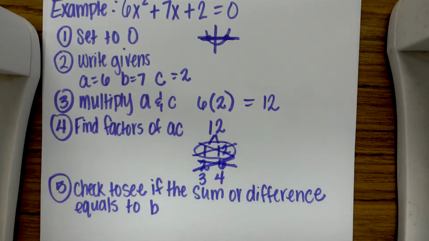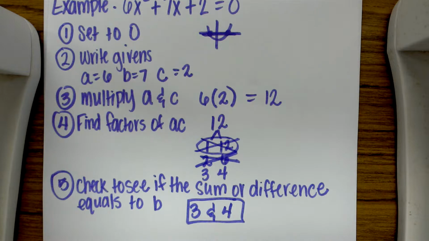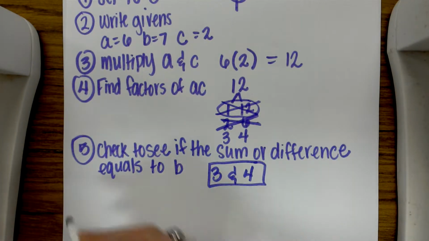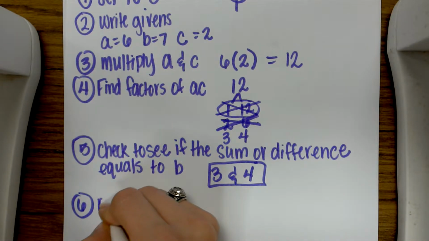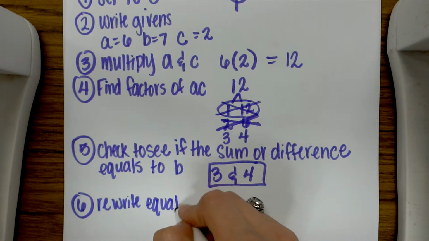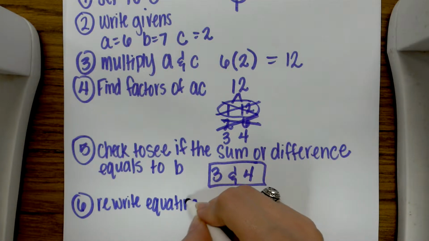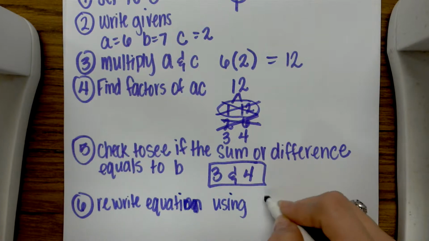3 and 4, if I add them together, well, that works. 3 plus 4 gets me 7. So we know we're going to use 3 and 4. Okay, so then our step 6, we're going to go ahead and rewrite our equation using the factors. So rewrite equation using factors.